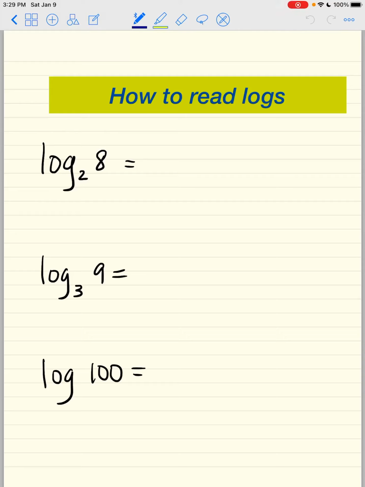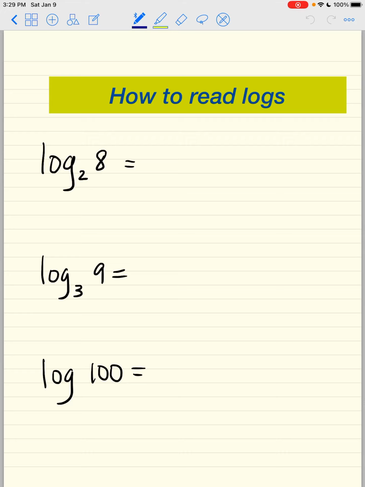Hey guys, welcome back. In this video, I'm going to teach you how to read logs. Not only am I going to teach you how to read them, I'm also going to teach you how to answer them. I'm also going to show you the 3 different cases and what we should do in each case, okay? So this is going to be a short video, but it's a very important video, and this is video 1.